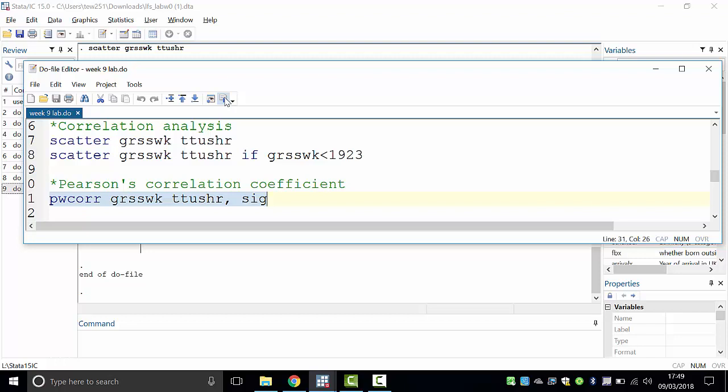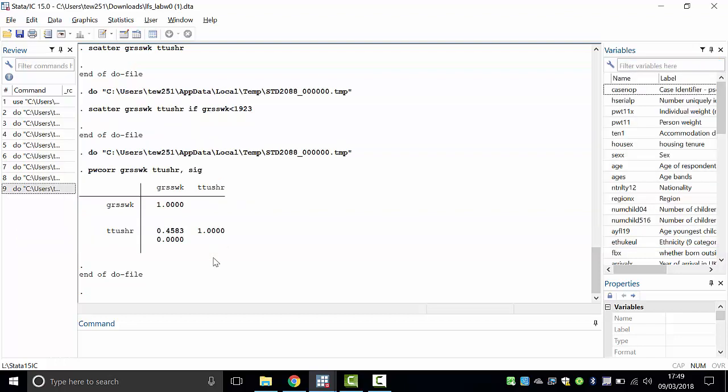What did you get, guys? Mine is 0.4583. That's a moderate correlation. Moderate correlation is a value close to 0.5. Yeah, around 0.5, so it's a moderate correlation. And also, you see the 1 and 1, the two diagonal elements. This is an indication of perfect correlation.